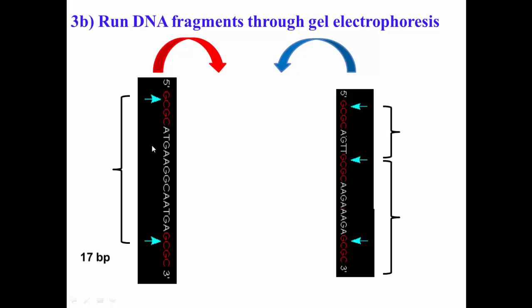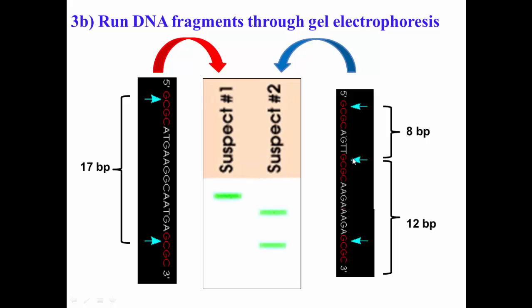Once we have that cut DNA, from suspect 1, it was 17 base pairs long. Suspect 2 had 8 base pairs in between the restriction enzyme and 12 base pairs long. You're going to take the DNA, place it into the gel electrophoresis machine. As you can see, the longer base pair, 17 base pair fragment, is not going to move as far in the DNA gel. The shorter base pair fragments from suspect 2 are going to be moving significantly farther towards that positive side of the gel.